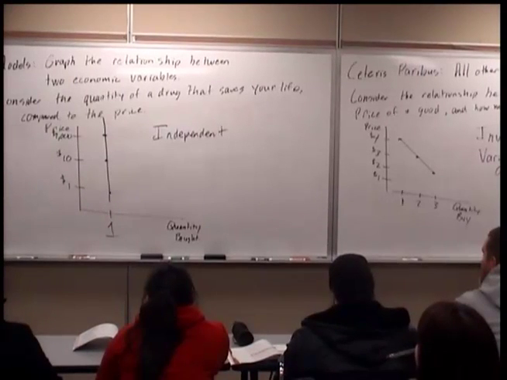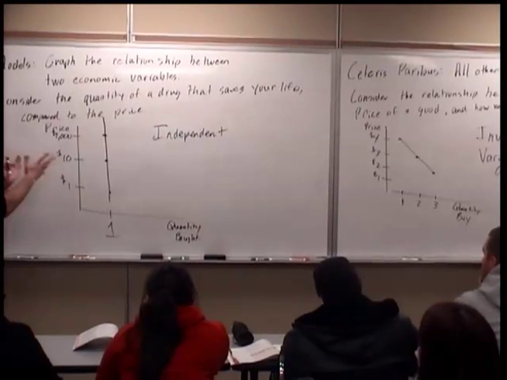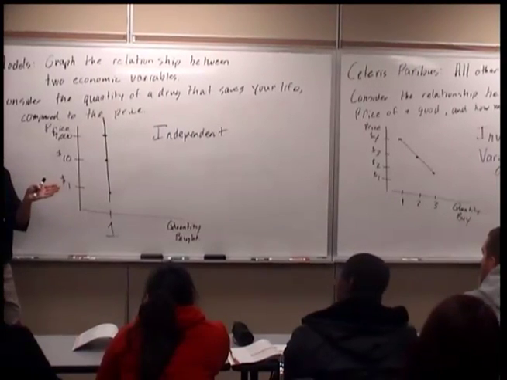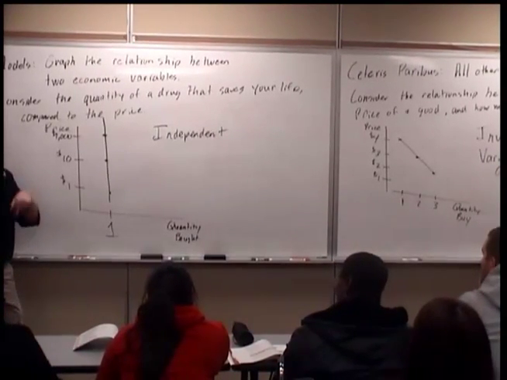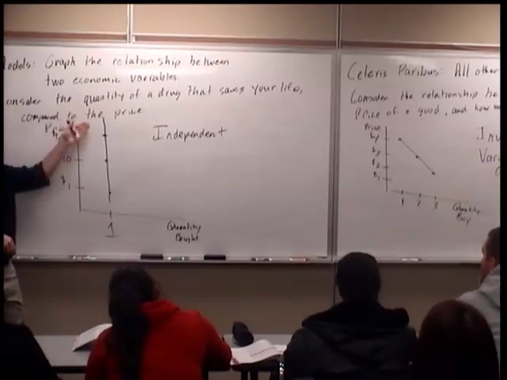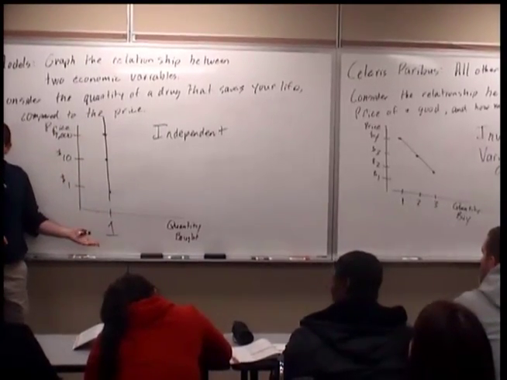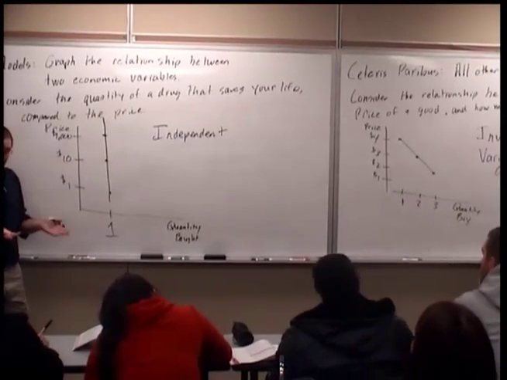All right. So the 3 types of relationships variables can have: direct relationships where they move together, inverse relationships where they move opposite of each other, and independent relationships where one of them can change but the other one just doesn't. That means they're not related really at all.